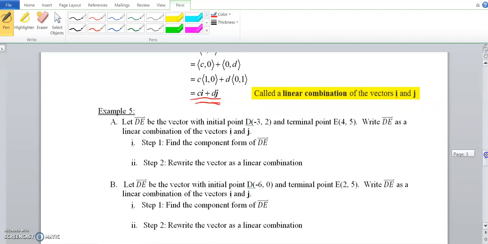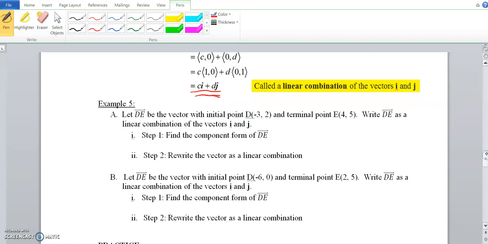If we look at the examples here quickly, DE has point D at this coordinate and point E at this coordinate. It says write vector DE as a linear combination. So rather than say write it in component form, it says write it as a linear combination. Step one is finding the component form of DE, so getting the vector back into that 0, 0 start position.